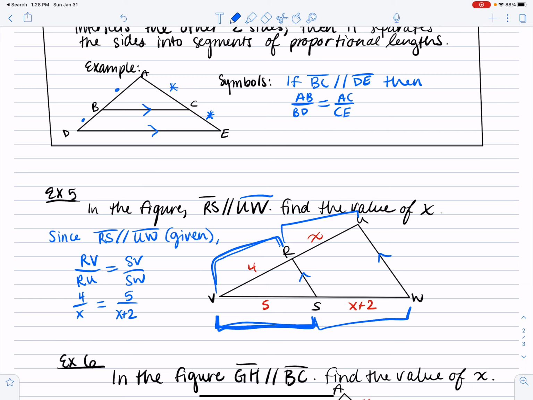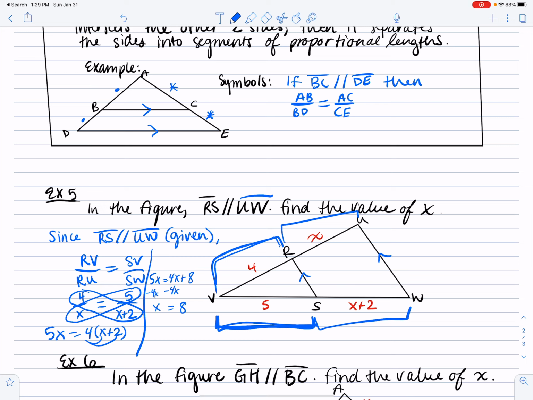Okay, so we can start solving this. We get 5x equals 4 times x plus 2. We have to multiply that out. Oh, I didn't save myself enough room. That's okay. So I'm going to write it right here. 5x equals 4x plus 8. I'm going to subtract this 4x. And I get 8, and I get x on this side. So it's solved for me. X equals 8. And since we're just solving for x, that's the end.